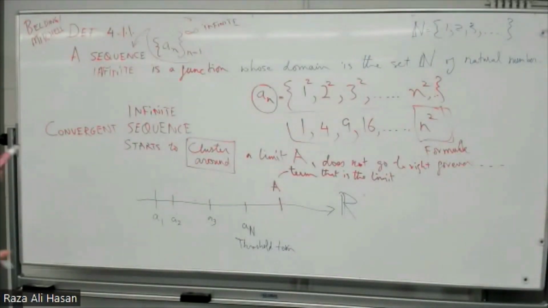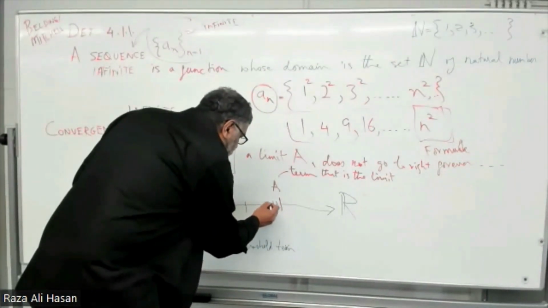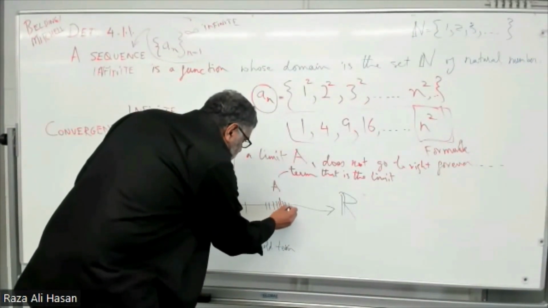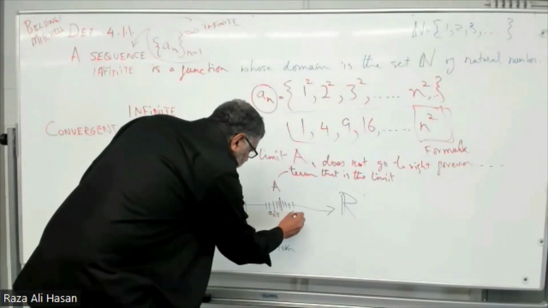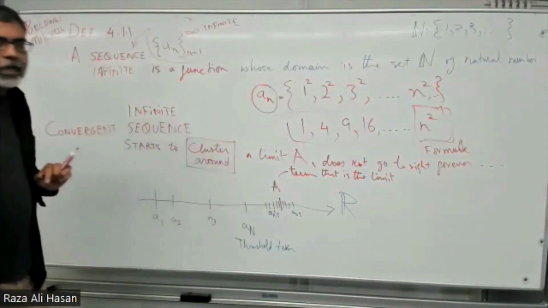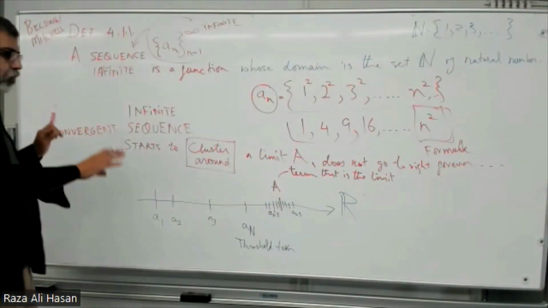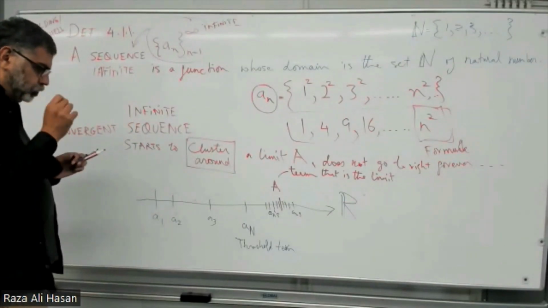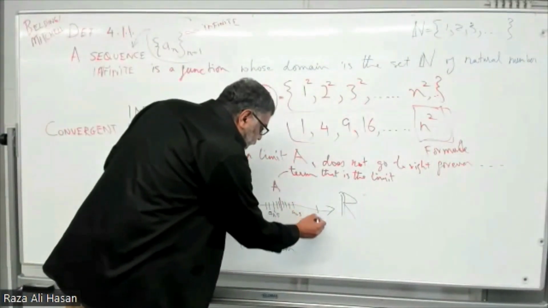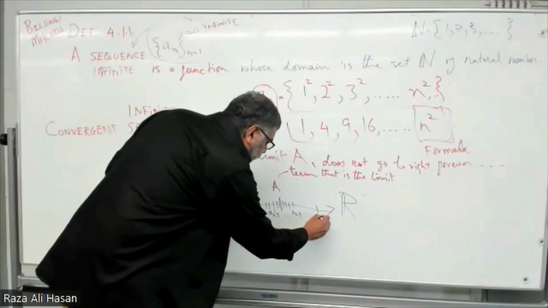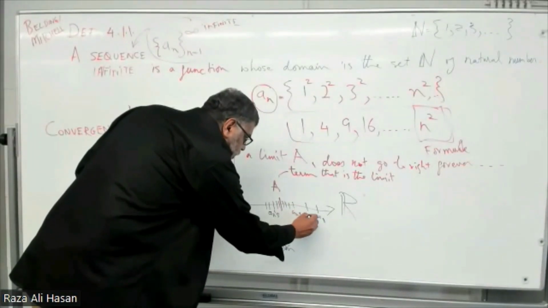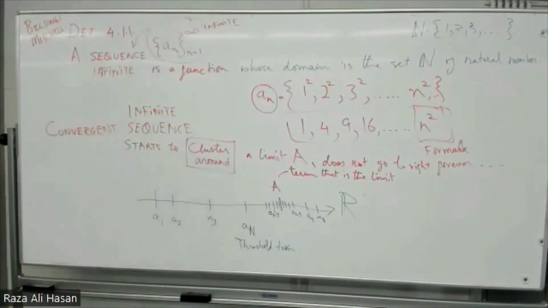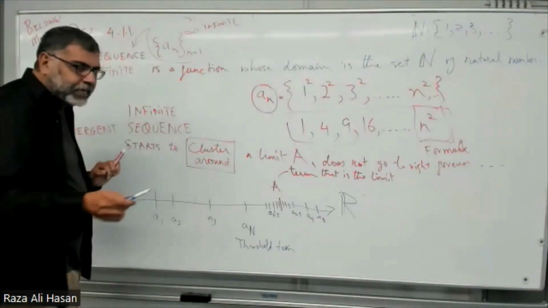So what's going to happen? All the ANs are going to fall... So all these vertical lines in the blue are ANs. And maybe there'll be some terms sitting here, let's say A8, and maybe A9 over here. So before they start clustering around A, we have finitely many terms.